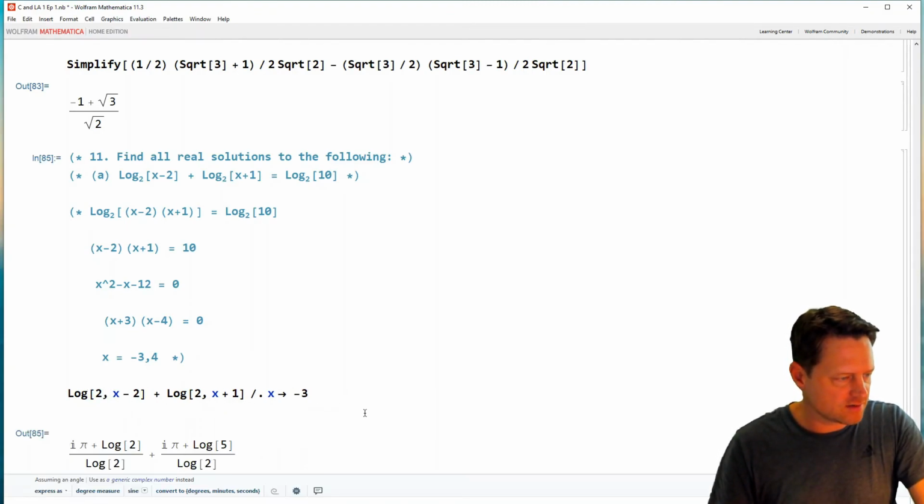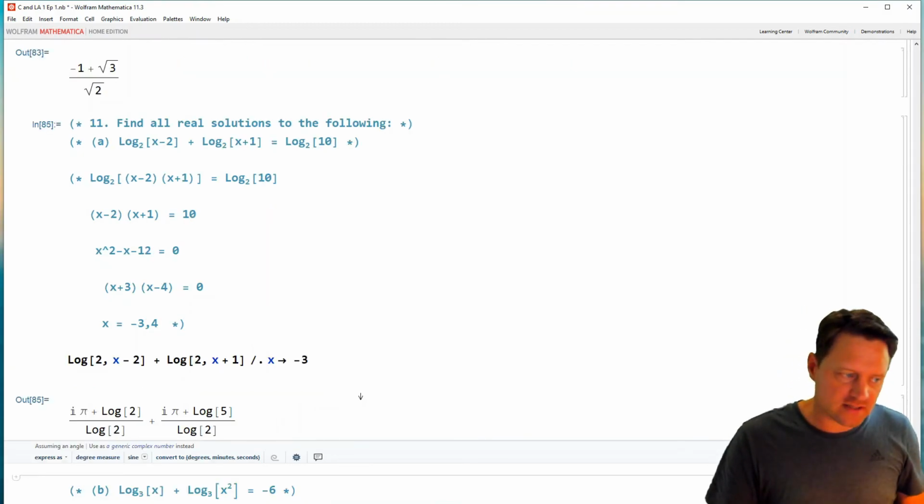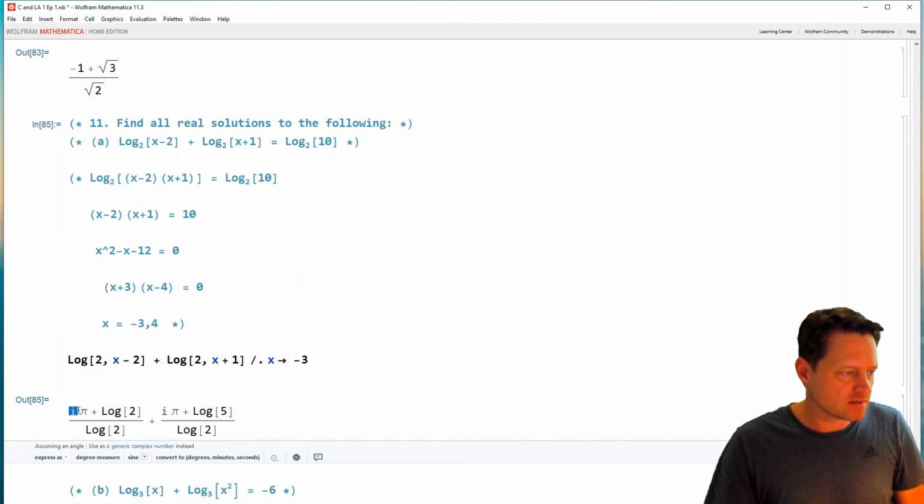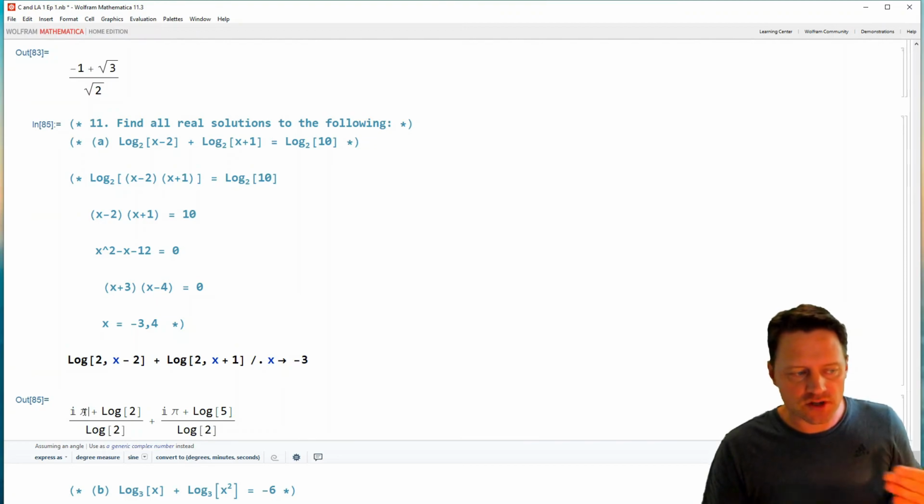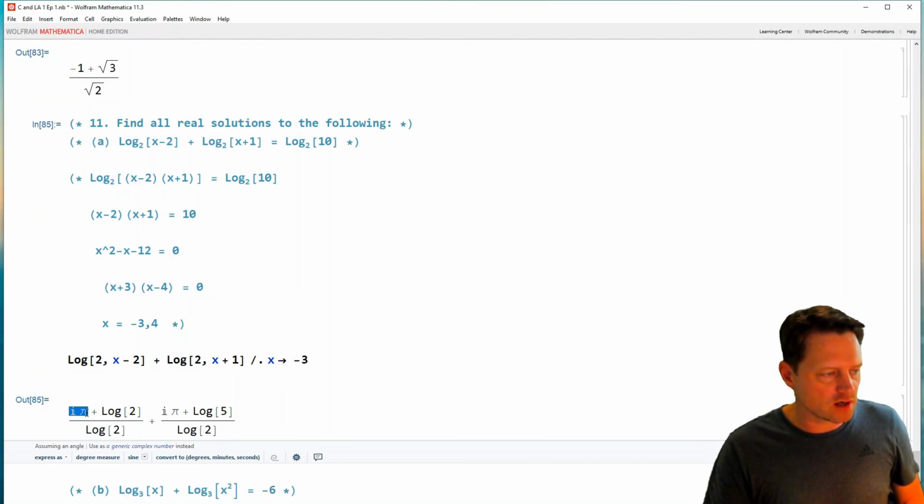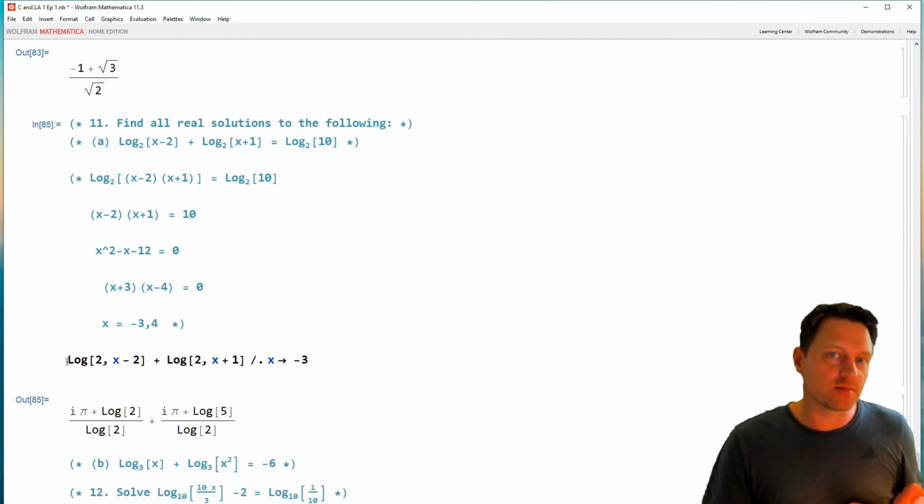All right, let's do that. And now you can see I get a complex number in here, right? Which makes you scratch your head for a moment until you realize it's okay. So that's pi times the square root of minus 1. Okay, so we're not getting a real solution for the left-hand side here when we go and substitute in minus 3. So what's the go?